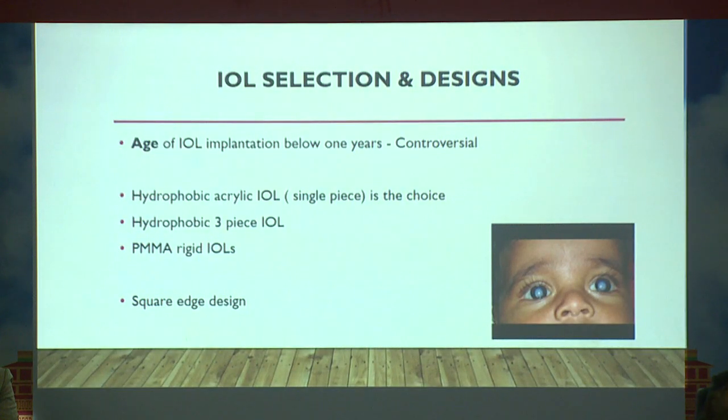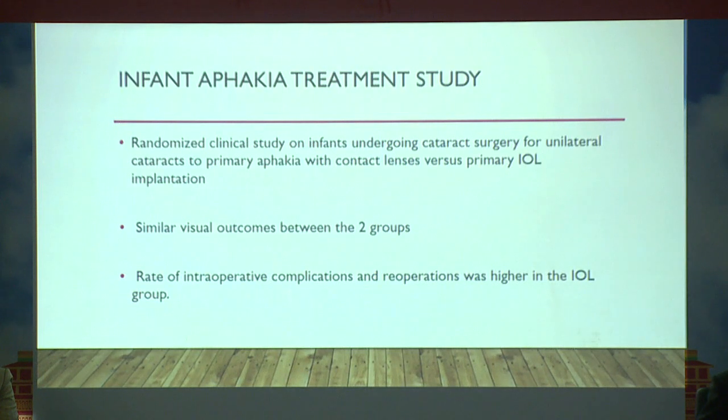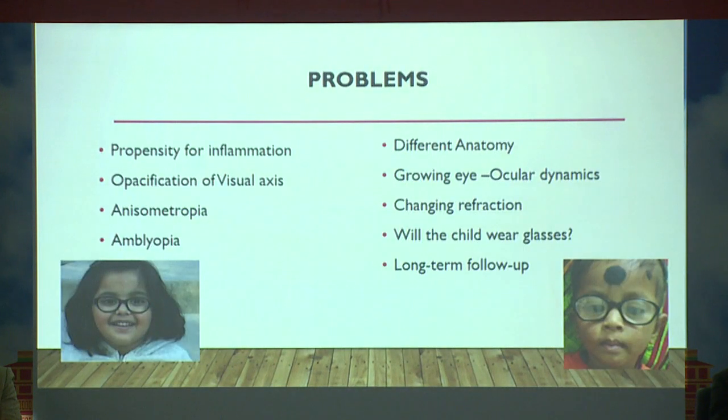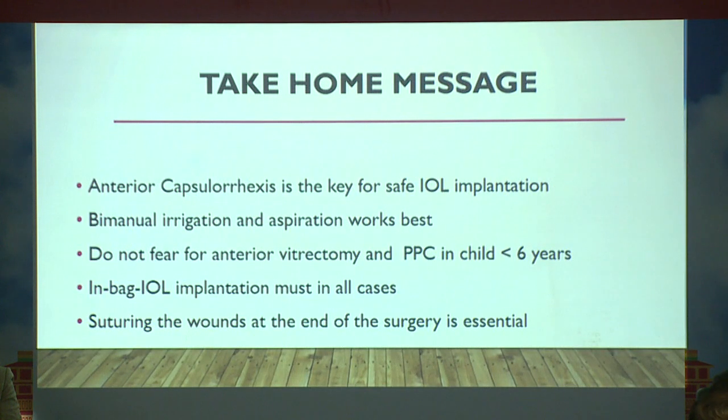So IOL selection is always controversial if it is under 1 year, but the Infant Aphakia study showed that within 4 years there was no difference between the two groups, whether you leave the child aphakic with a contact lens or put in an intraocular lens. But repeat surgery was higher in the IOL group if the IOL was implanted within 1 year. So taking care of post-operative inflammation is very important, and PCO management. Problems are always there because it is a growing eye. Amblyopia therapy has to be taken care of, and multiple refractions have to be taken care of.